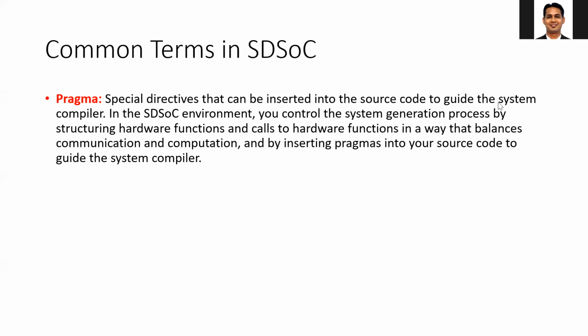If you have noticed, when we did the vector multiplication, we didn't get an improvement in the execution time because the data communication time was very high compared to the data execution time. But when we came back to the matrix multiplication, we got an acceleration factor of say 2 to 3 because our data execution time was dominant and was higher than the data communication time. So you need to insert the pragmas into your source code to guide the system compiler.